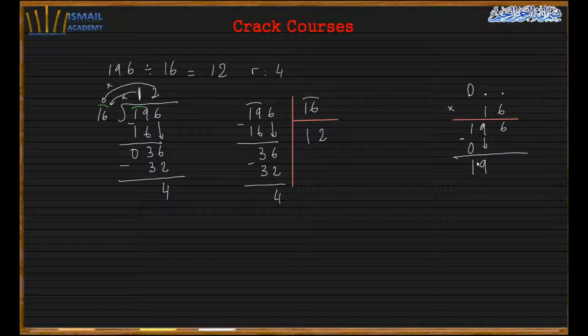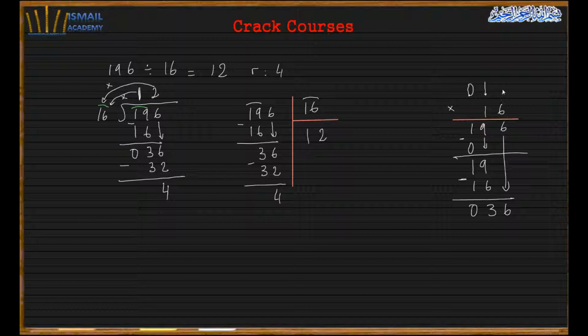Which number times 16 will give me 19 or closest to 19? Obviously 1, so I put 1. 1 times 16 is 16, so I put 16 here and subtract. Here I will have 3. This is 0. 3 is less than 16, so I'll move down the 6 here.